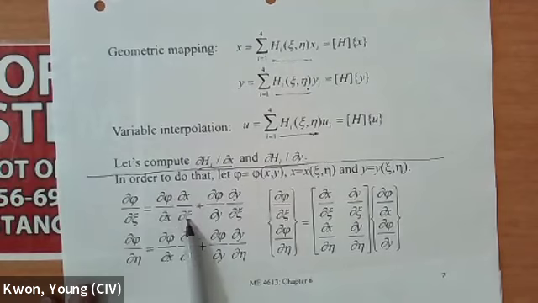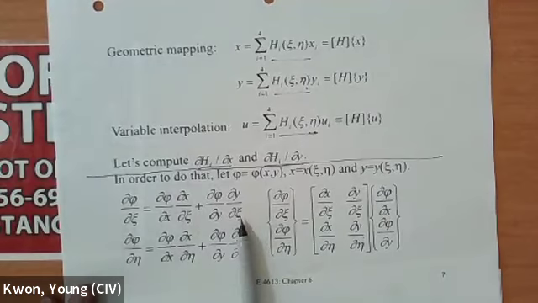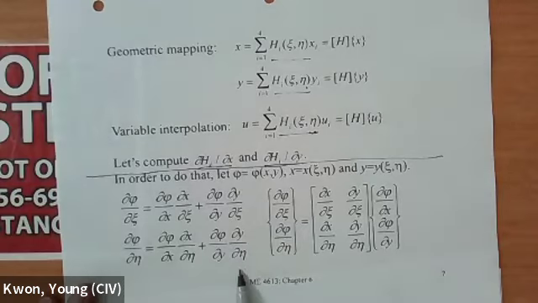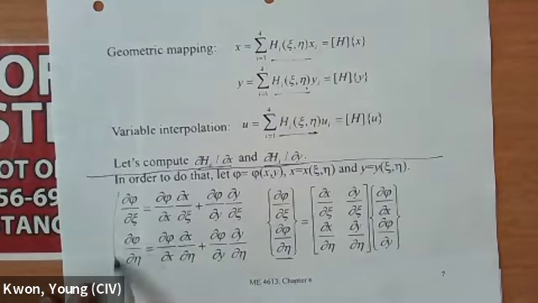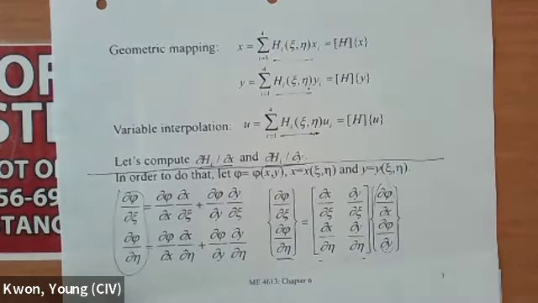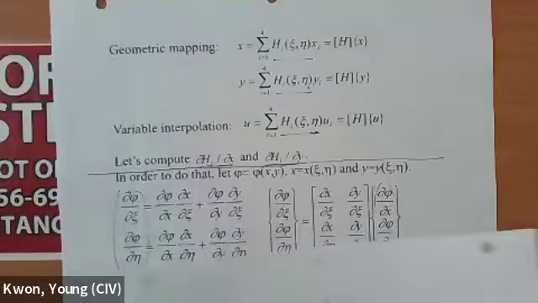So d phi over dx, dx over dc, plus d phi over dy, dy over dc, and the same thing, d phi over d eta is d phi over dx, dx over d eta, plus d phi over dy, dy over d eta. So chain rule, but multivariable chain rule. And if you rewrite this in matrix form, then this column vector is this matrix multiplied by this column vector. This matrix is called the Jacobian matrix.